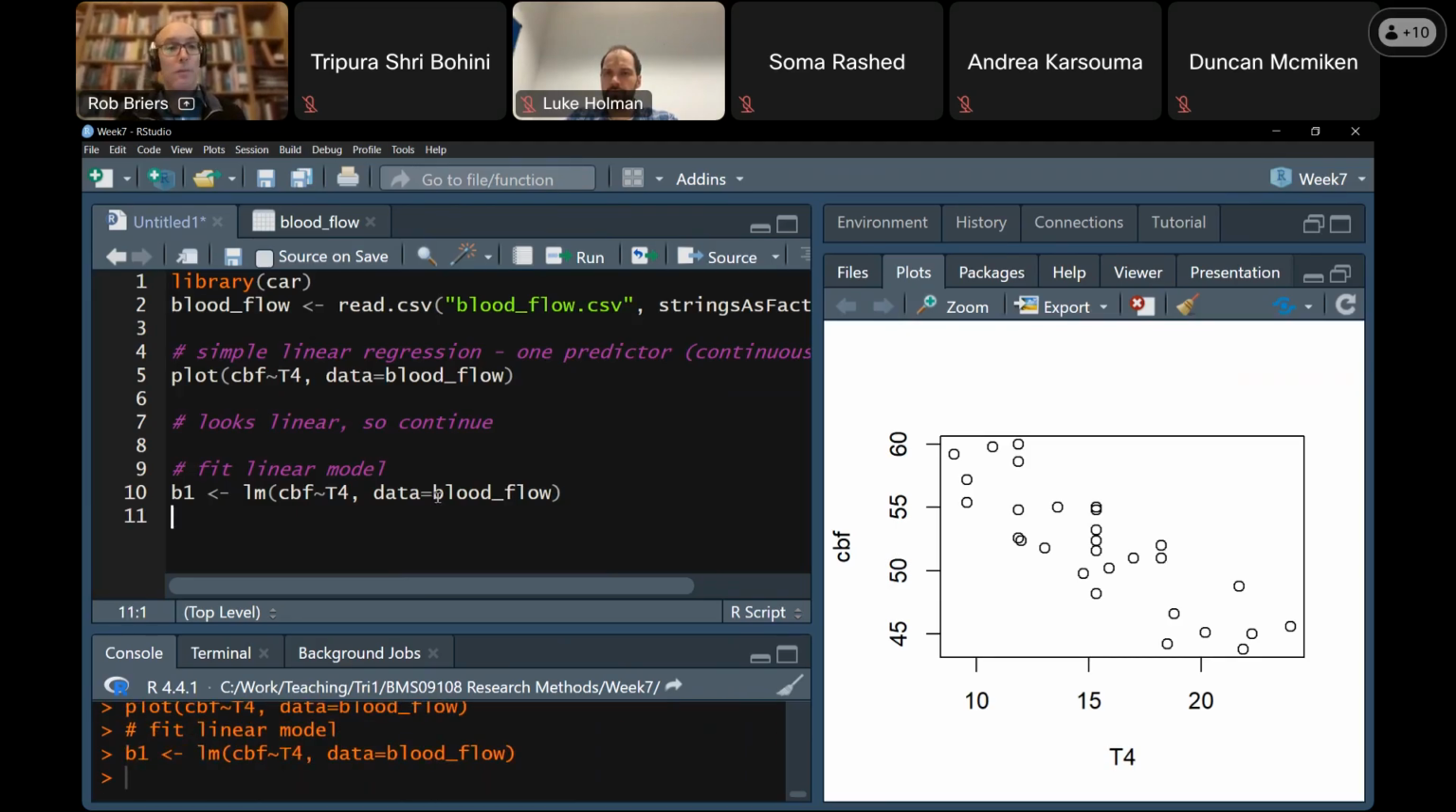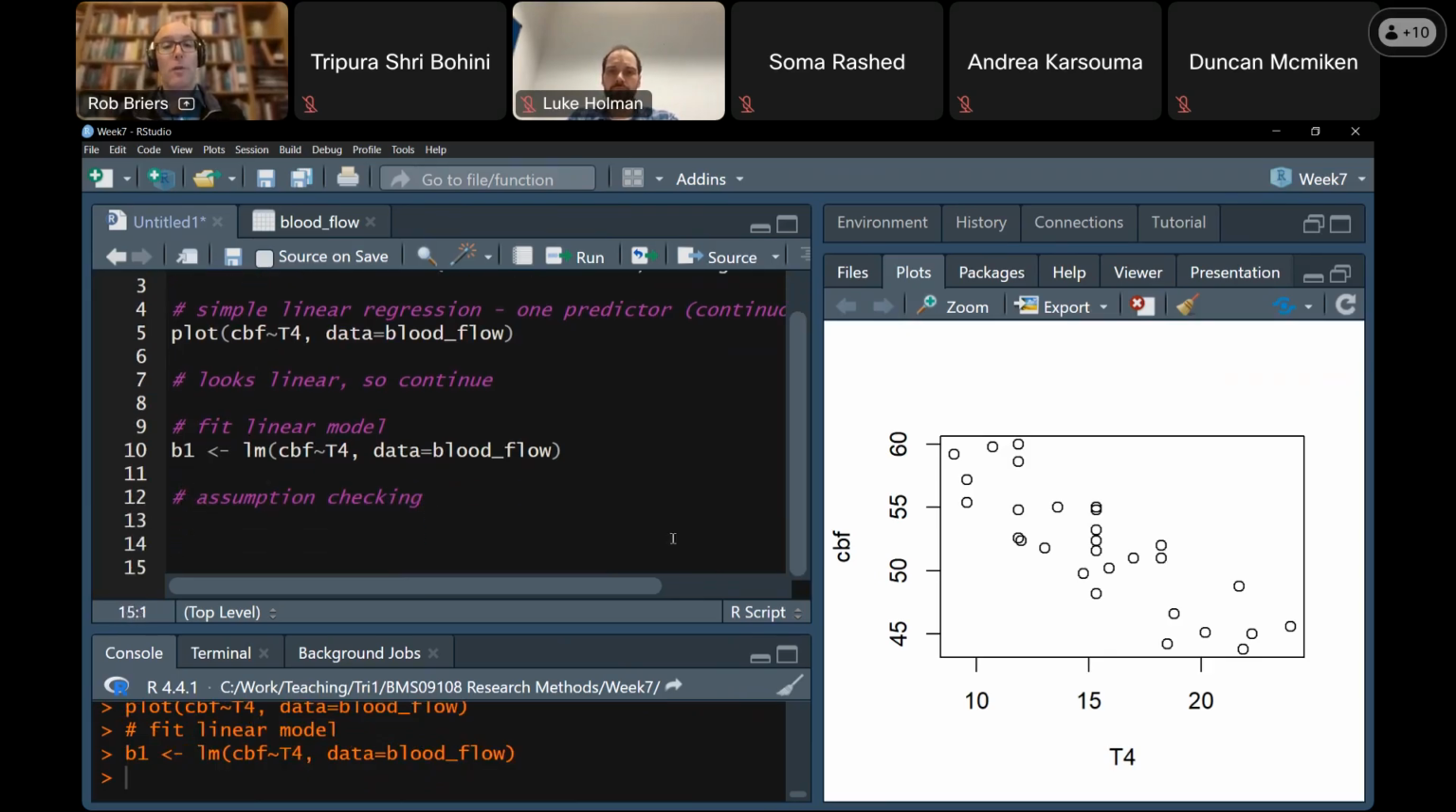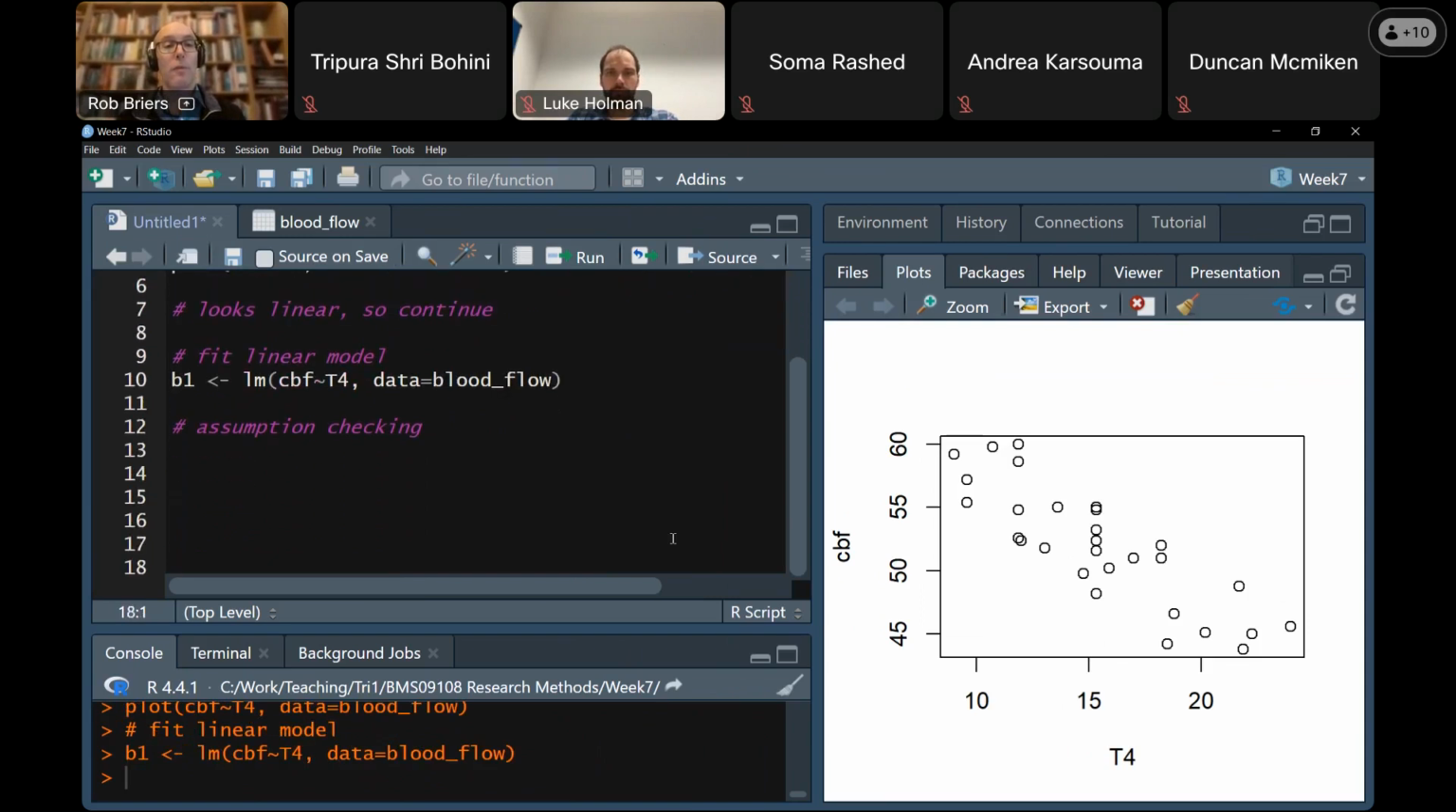Now we're into the assumption checking section. That's our next thing. We've fitted a model, but can we use it? Does it fit the assumptions of the analysis? The assumptions are the same. So equality of variance first.